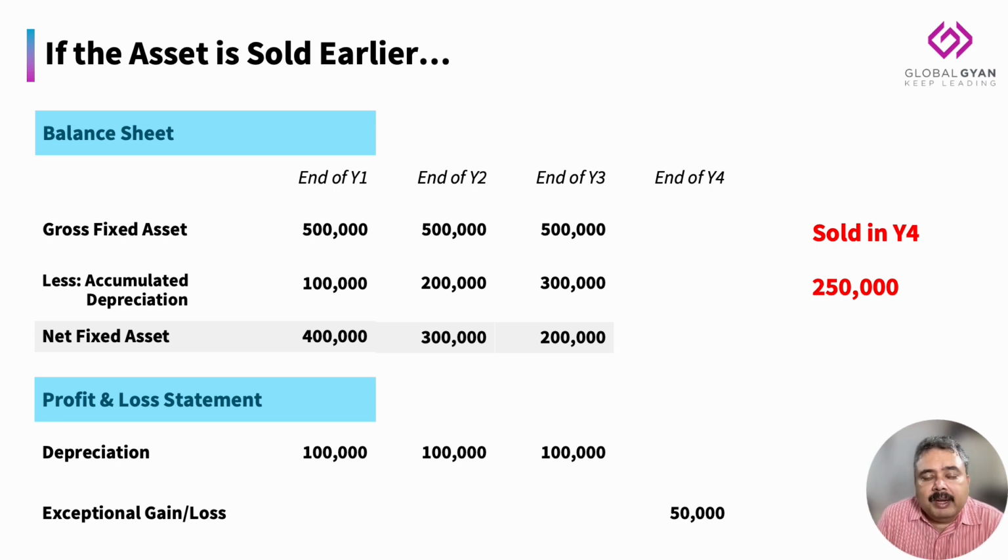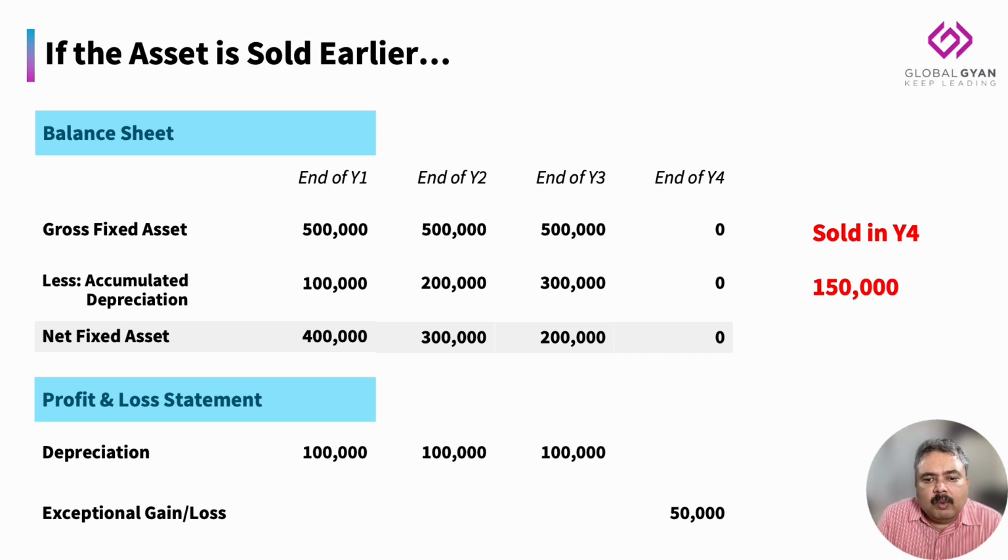So you have a gain. You made a profit of 50,000, and that will be shown in the P&L as an exceptional gain in that year because you sold an asset worth 200K for 250K. And then at the end of the year, you will obviously remove that asset from your balance sheet, and that asset will disappear from the balance sheet because you sold it.